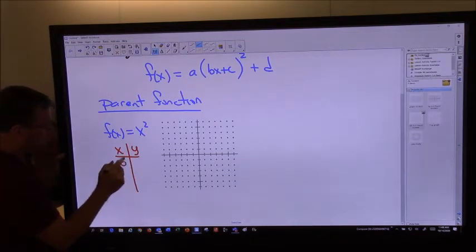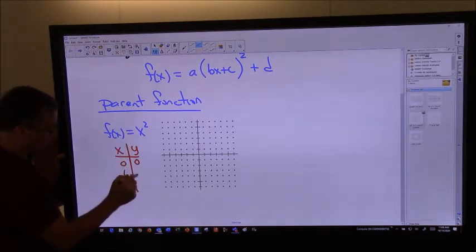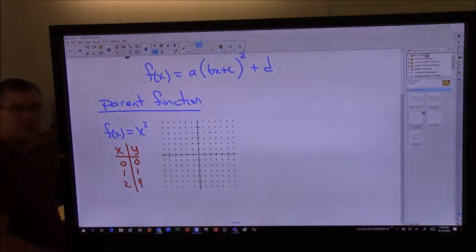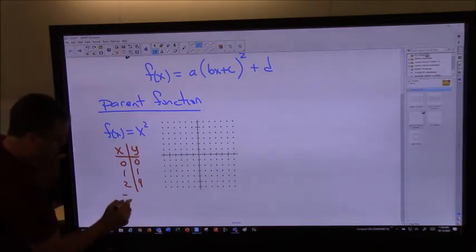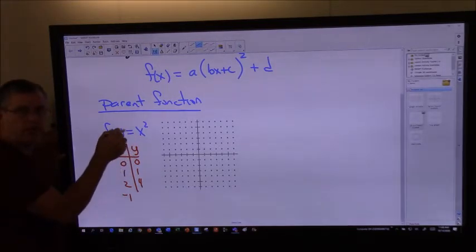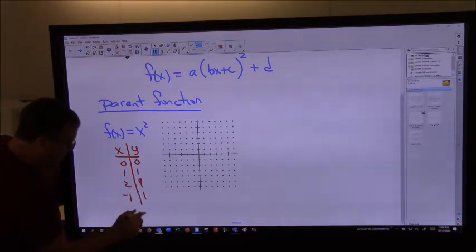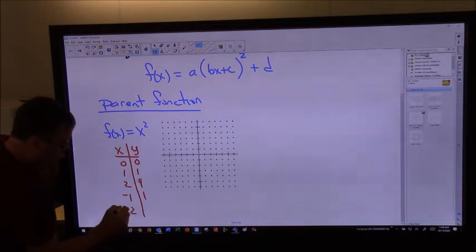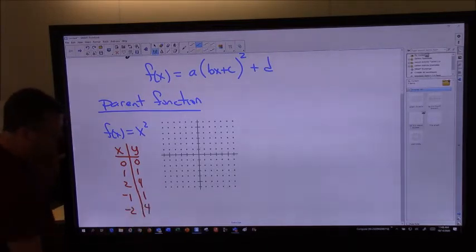If I pick 0, 0 squared is 0. If I pick 1, 1 squared is 1. 2 squared would be 4. If I go in the negative direction, negative 1 squared, so a negative times a negative, that's positive. And negative 2, if I square that, I would get positive 4.